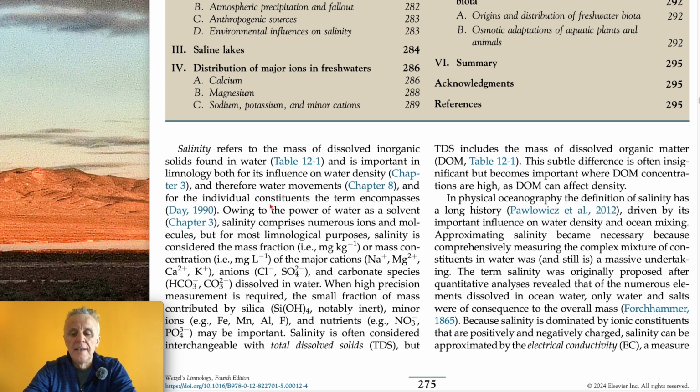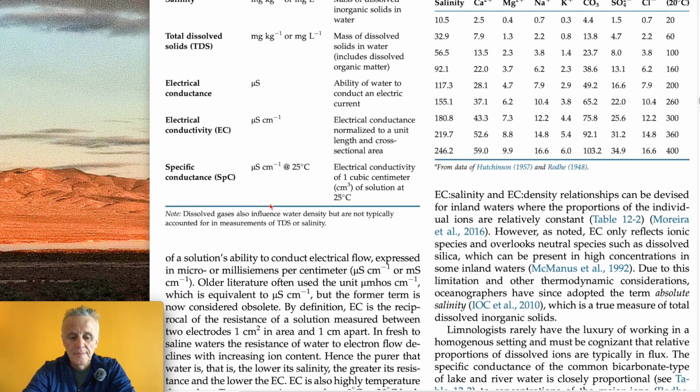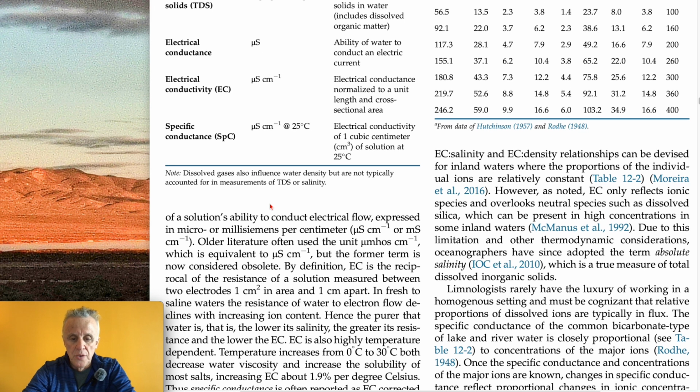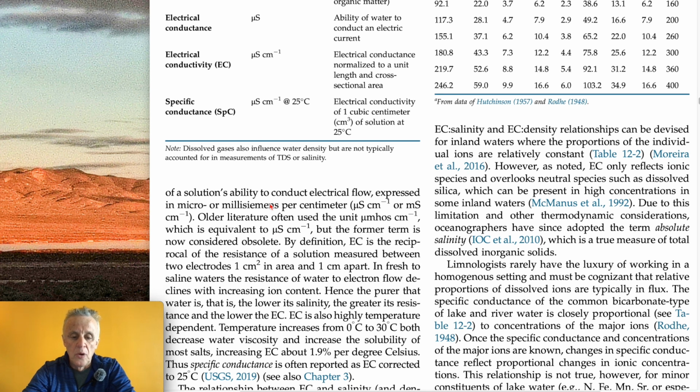Because salinity is dominated by ionic constituents that are positively and negatively charged, salinity can be approximated by electrical conductivity, EC, a measure of a solution's ability to conduct electrical flow, expressed in micro or millisiemens per centimeter. Older literature often used the unit micromhos, which is equivalent to microsiemens per centimeter, but the former term is now considered obsolete.